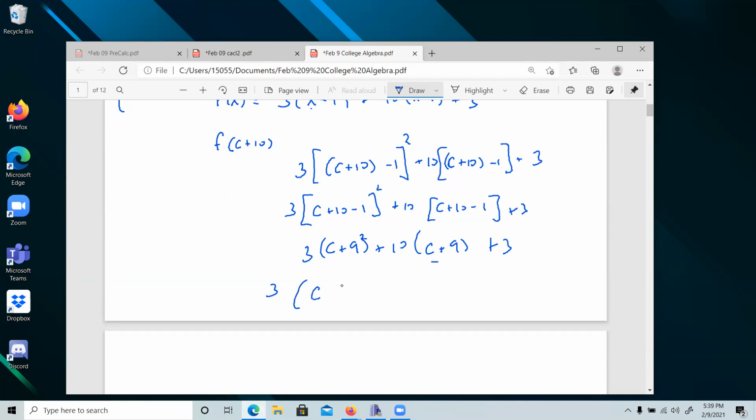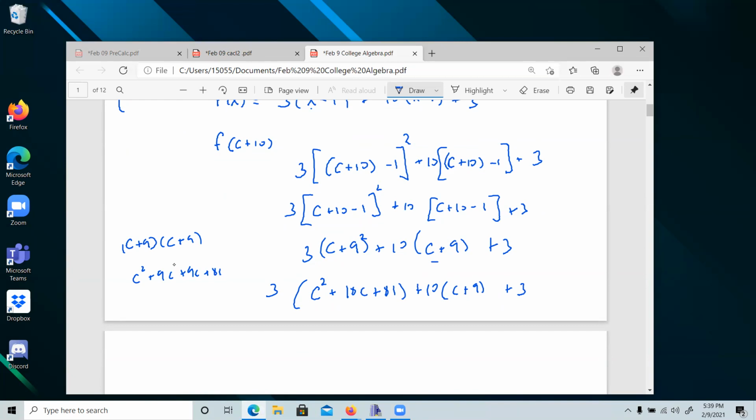So c squared plus, right? This is c plus 9 times c plus 9. Okay, so it's c squared plus 9c plus 9c plus 81. All right, so we have c squared plus 18c plus 81 plus 10 times c plus 9 plus 3. And the next question people ask, well, wait a minute, why didn't you distribute the 10? Because I'm not there yet.